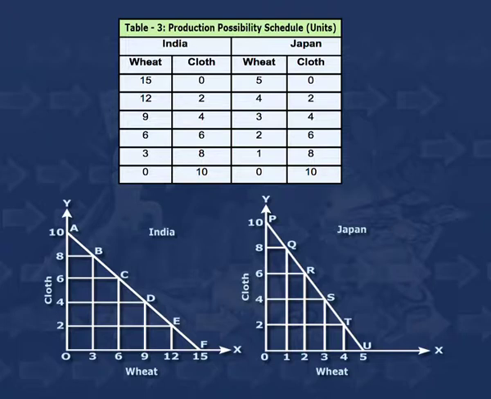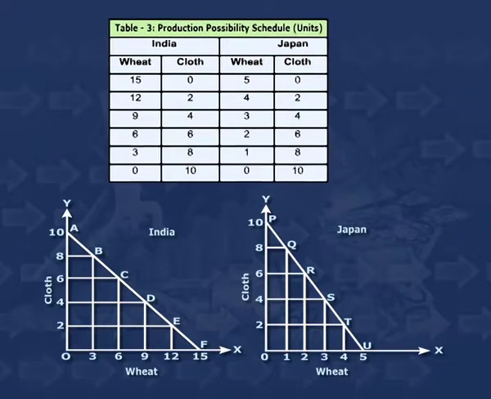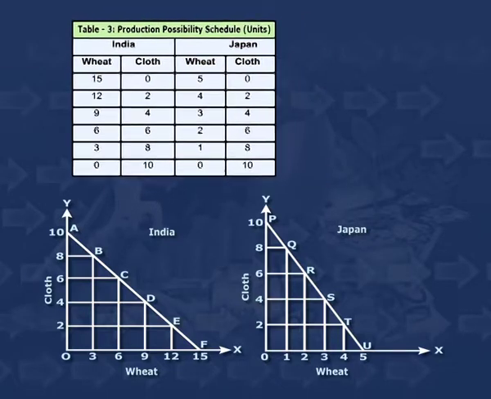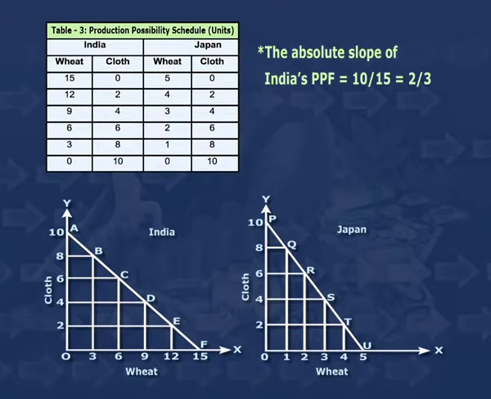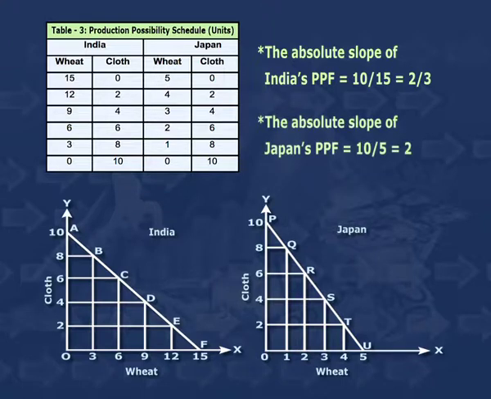India needs to release 2/3 units of cloth to produce 1 more unit of wheat. It is constant throughout the frontier. Similarly, Japan needs to release 2 units of cloth to produce 1 more unit of wheat. The absolute slope of India's production possibility frontier is 10/15, which is equal to 2/3, that is, India's opportunity cost of wheat in terms of cloth. Similarly, the absolute slope of Japan's production possibility frontier is 10/5, which is equal to 2, that is, Japan's opportunity cost of wheat in terms of cloth.